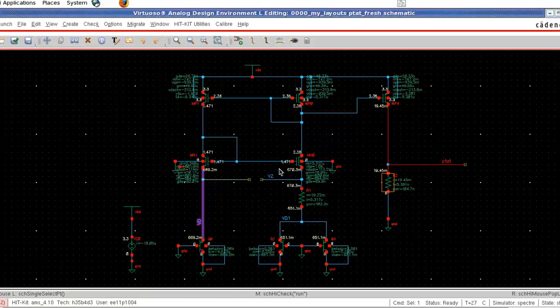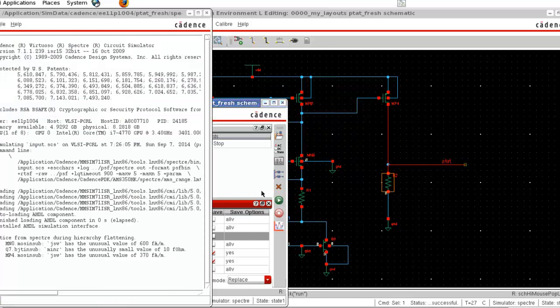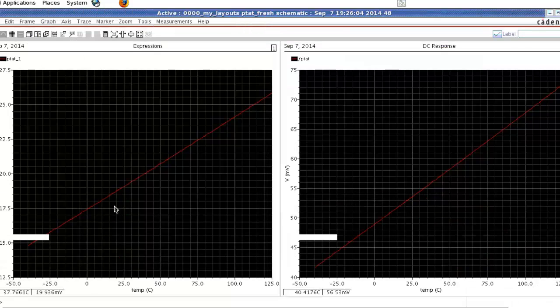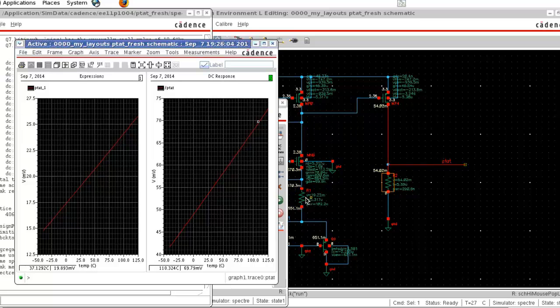So if you use higher resistance values, you can have higher PTAT value. Then we can compare these two. See here, this is the PTAT one, that is the voltage across R1, that is the voltage across this resistor, that starts from 15 millivolt up to 25 millivolt. But here, since we increased the R2 value to 100 kilo ohm, the value is starting from 40 millivolt to 70 millivolt.